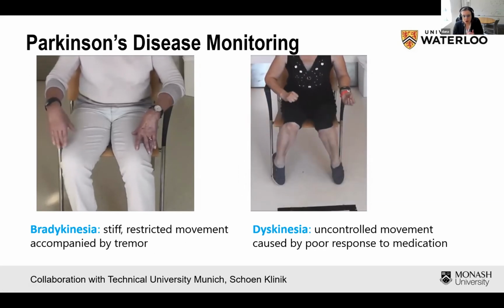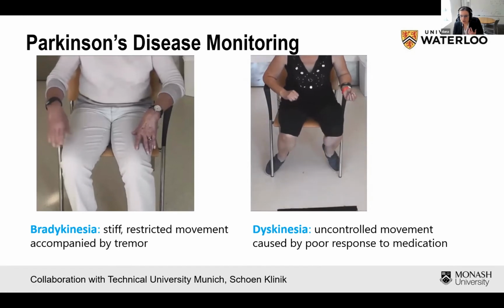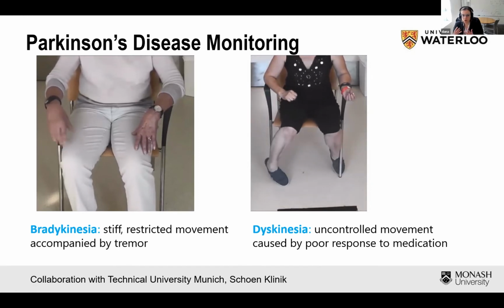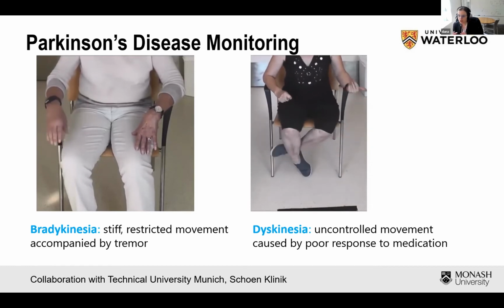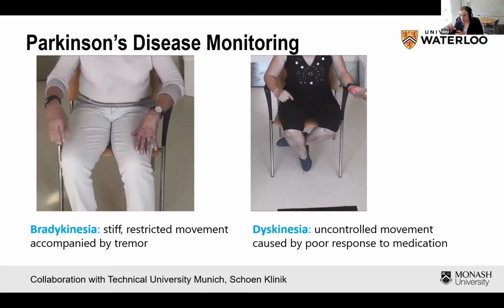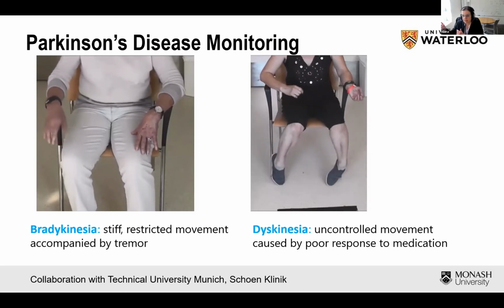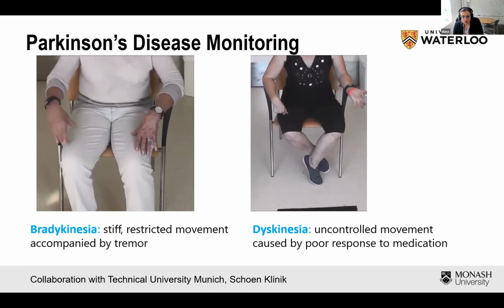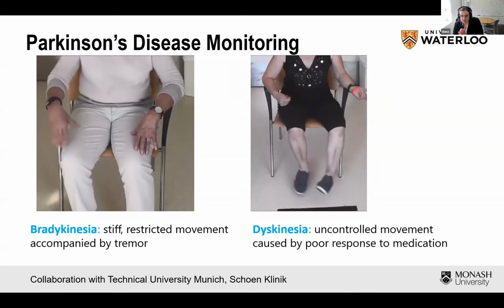In current clinical practice, patients must go to the clinic and be observed by a clinician to assess the level of symptoms. Based on this assessment, the clinician will adjust their medication. The objective of the clinician is to eliminate the bradykinesia symptom, but not give so much medication that patients get these dyskinesia symptoms.